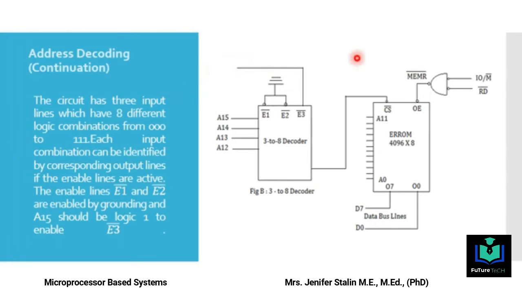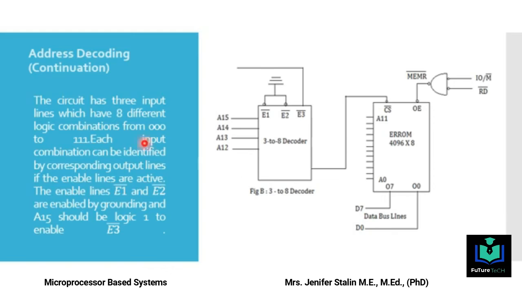So now you can see this is the circuit diagram of the 3 to 8 decoder which is connected to the memory device. As I said, the main aim of the circuit is to make the CS bar logic 0. For this we have A12 to A15 connected to the 3 to 8 decoder. The circuit has three input lines which have different logic combinations. The input lines here are A12, A13 as well as A14.